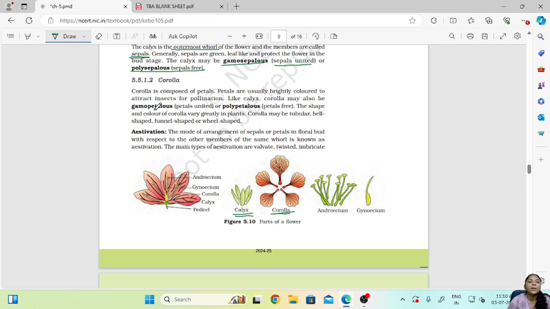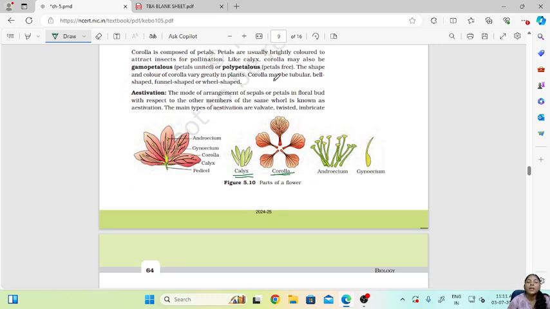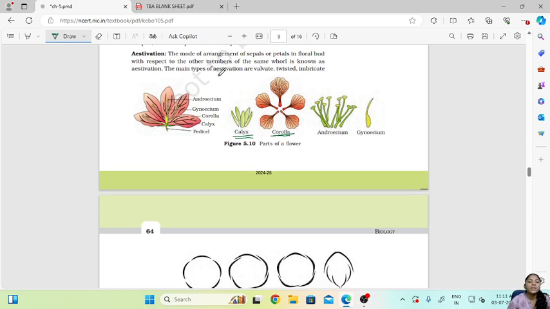The shape and color of the corolla vary greatly in plants. There is vast variation in the shape and color of these petals in different plants or different flowers. There are also different shapes of the corolla. It can be tubular, bell shaped, funnel shaped or wheel shaped. Then there is another thing called estivation. It is the mode of arrangement of sepals or petals in a floral bud with respect to the other members of the same whorl.